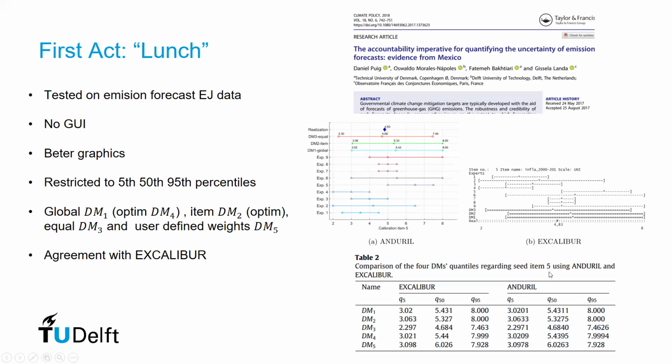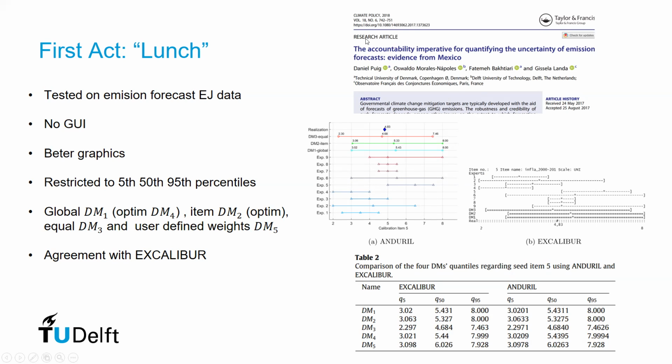So here you can see the output of Excalibur for one of the variables, I don't remember if it's a seed variable, but it's one of the variables. This is the output that we would get from these 5 decision makers. I think the second one is global weights without optimization. And the rest are here. I'm not sure. Oh no, the second one is item weights. I see here 1, 2, 3, 4, 5. So these are the decision makers, and you see the agreement between Excalibur and Anduril is just for the precision that we cannot really see in Excalibur, but for the rest the agreement is perfect.